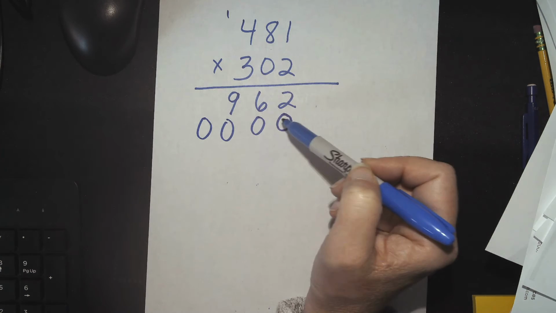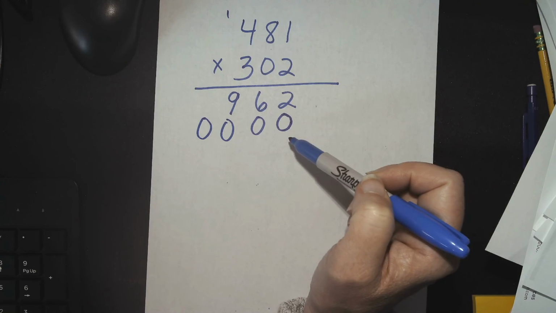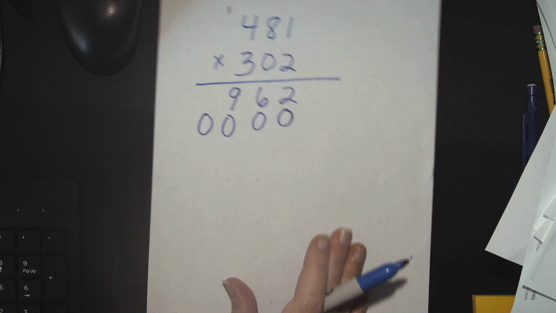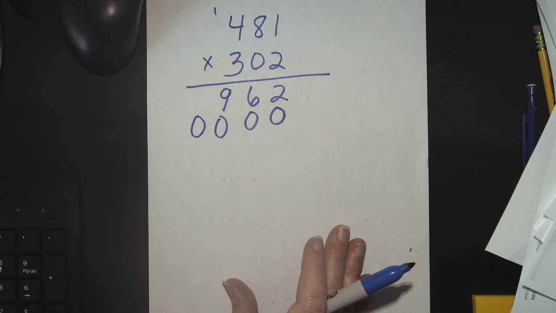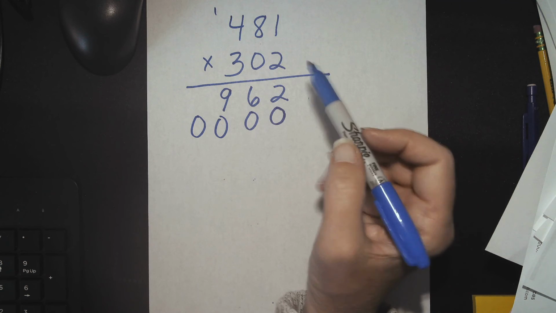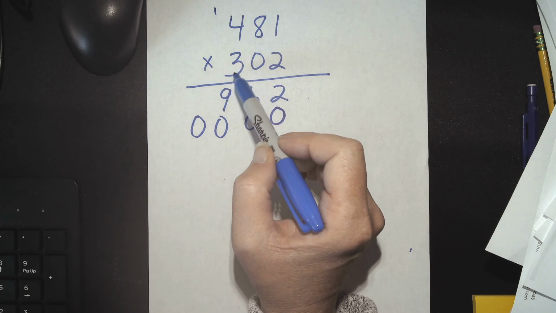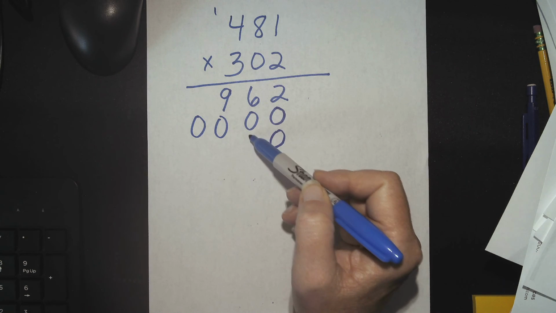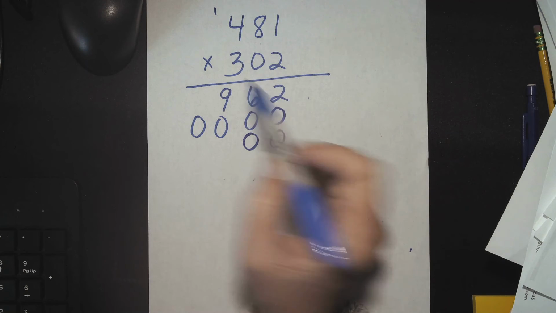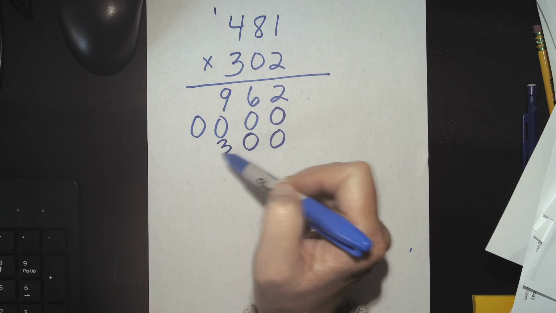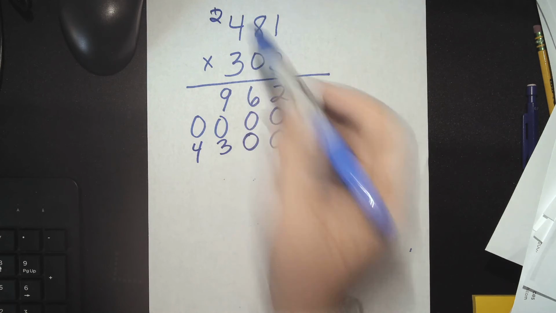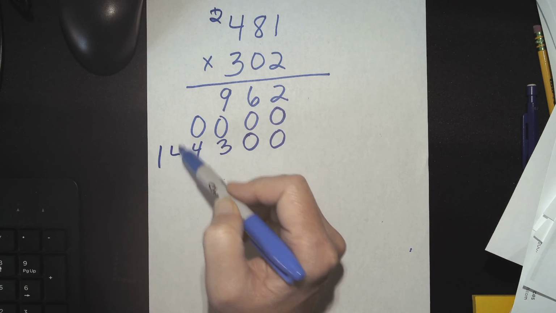Do you see how that's not necessary? I don't really need to do that, but I'm going to do that this time because I'm just learning how to do 3 digits. So I'm going to leave it that way this time. When I go to the 300 place, how many zeros? 1, 2. 3 times 1 is 3. 3 times 8 is 24. 3 times 4 is 12, plus 2, 14.